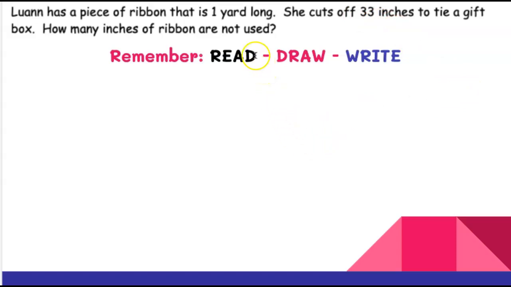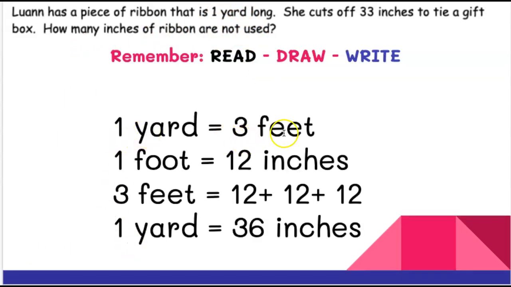Now, something that's tricky about this problem is it says 1 yard. We have to remember something. 1 yard equals 3 feet. 1 foot is 12 inches. So 3 feet must be 12 plus 12 plus 12. So 1 yard equals 36 inches. I have to know how many inches is in 1 yard because the rest of the problem is asking about inches. So I need to make sure I can answer that question using inches. So instead of saying 1 yard for the rest of this problem, I'll be saying 36 inches because that's the same thing.